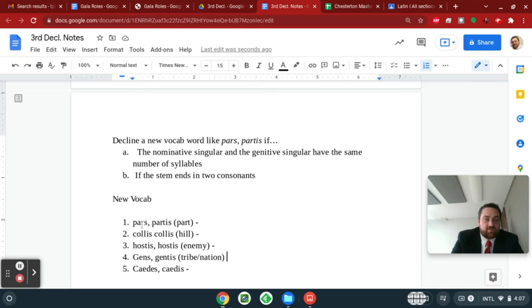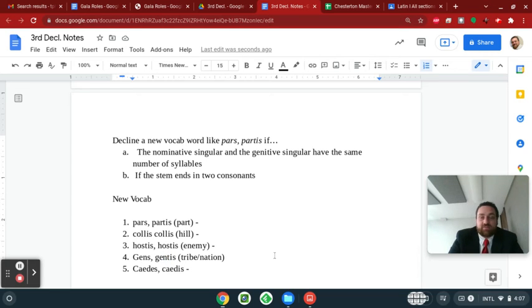And so A says nominative singular and genitive singular have the same number of syllables. Gens, gentis. So far, it's not an I stem. B says if the stem ends in two consonants, and we don't want to look at our NS because that's not really technically our stem, is it? We want to look at the genitive singular minus the IS. So NT would be our stem. Gent would be our stem. And gent ends in NT. That is two consonants. So this is an I stem too.